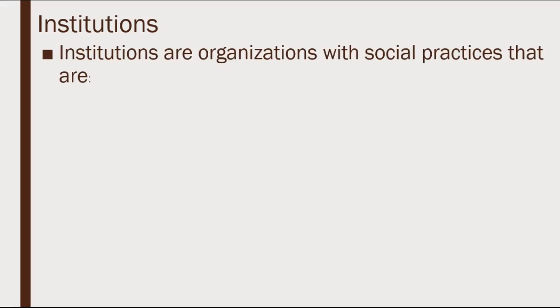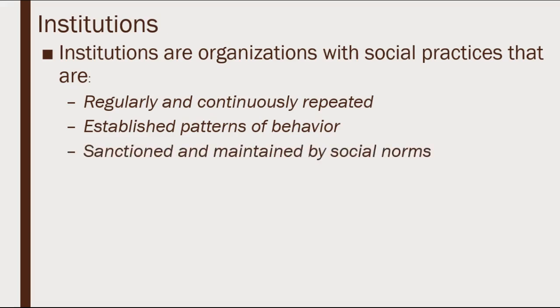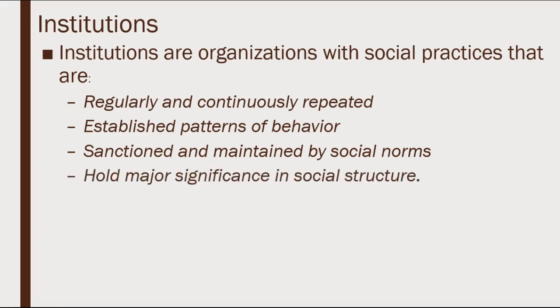Institutions are organizations with social practices that are, one, regularly and continuously repeated. That is, they are common everyday occurrences in our daily lives. They have established patterns of behavior. They're sanctioned and maintained by social norms. They become collectively held. So it's not just that one person accepts them as a norm, but that everyone does. And they hold major significance in our social structure. So that is, they are deeply embedded in our social world and structure our daily lives. The world we live in is the way it is because they exist.